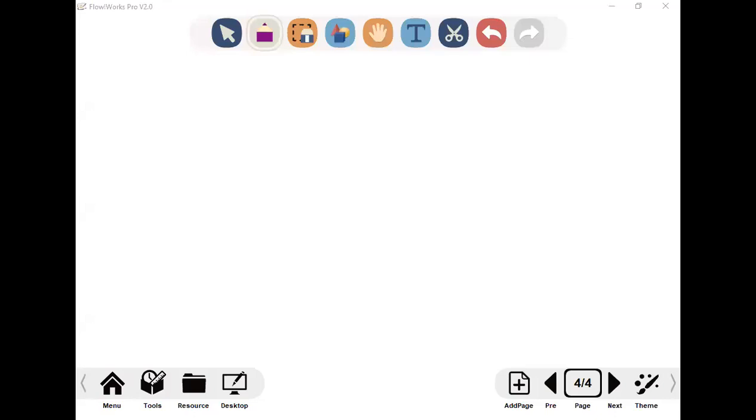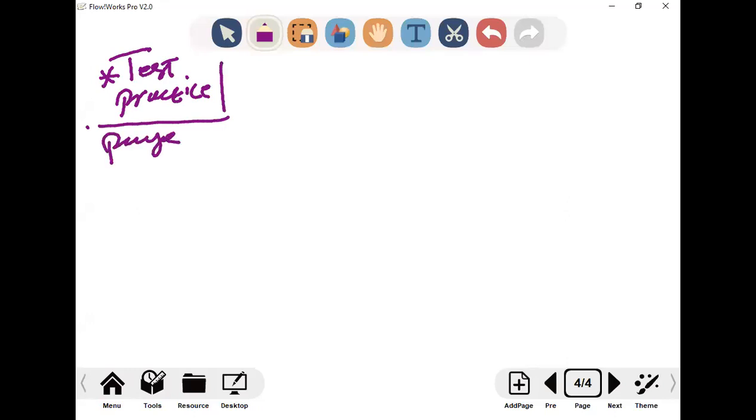So now we are into the test practice, page 426. Let's start with question one directly. In question one, let's remember the idea. Each linear equation has a graph, and its graph is a line.